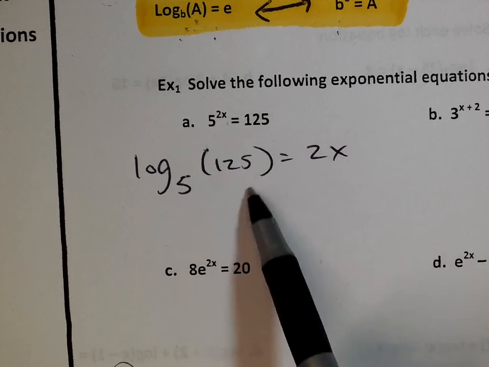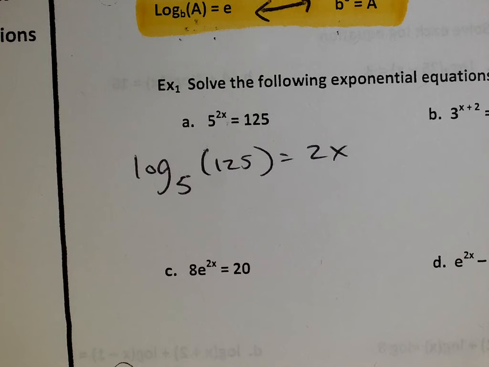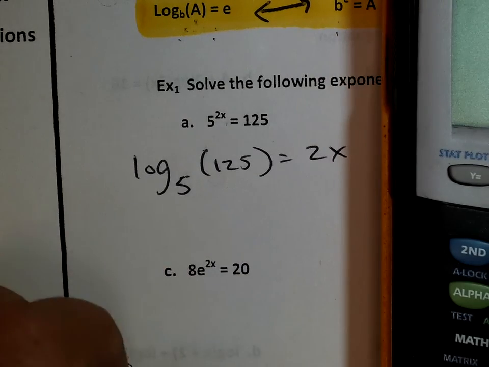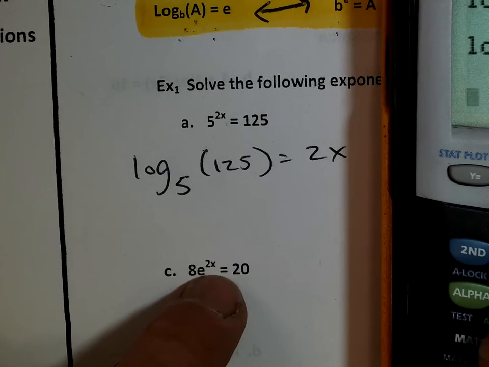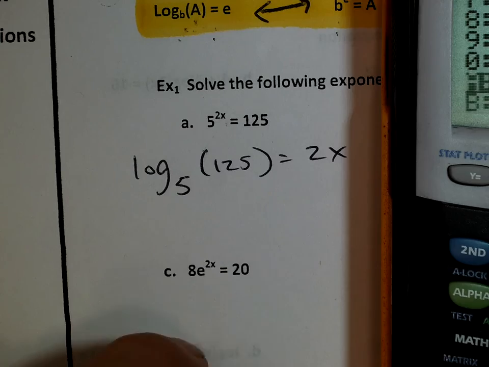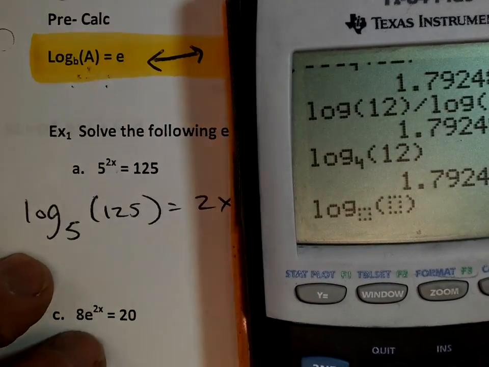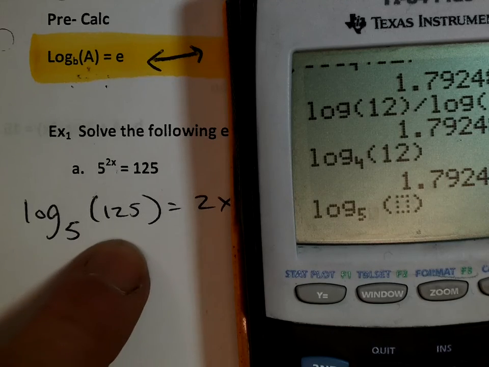This is 3, but if you're not sure that it's 3, you can use your calculator, right? I mean, it is 3 because 5 to what power equals 125. But you could go and say, well, let's just use my math. Thanks to Evan, we have the log base button, right? Yay, Evan. So we go log base 5 of 125.